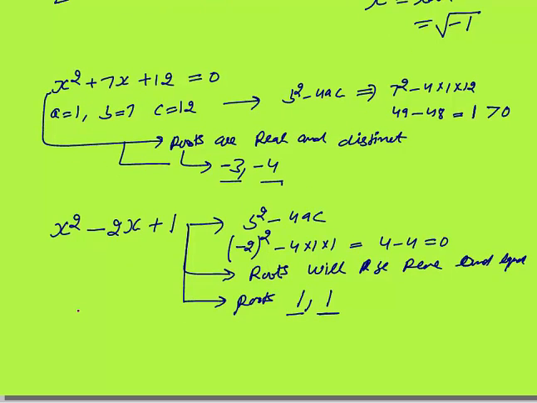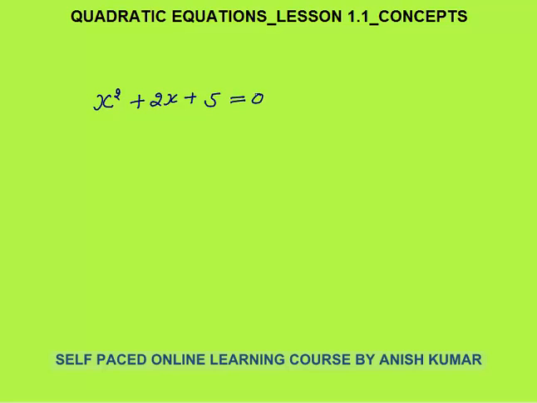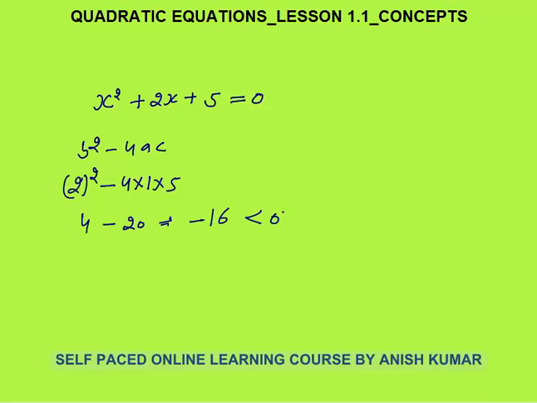Next, the third type of equation could be like this: x square plus 2x plus 5 equals 0. Now here you can find b square minus 4ac. This will be 2 square minus 4 into 1 into 5. A is 1. This is 4 minus 20. This is minus 16, which is less than 0. So here the roots will be complex.